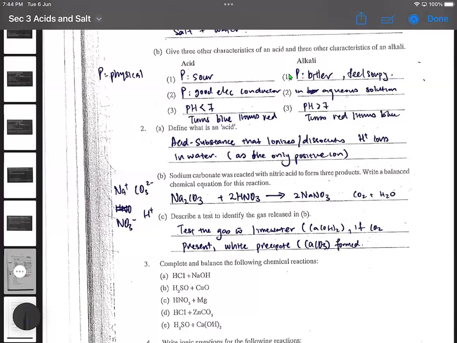Wait, must we know what the precipitate is? Good to know. Need to know? Oh, good to know. Yeah, it is very good to know. It will appear in practical exams.